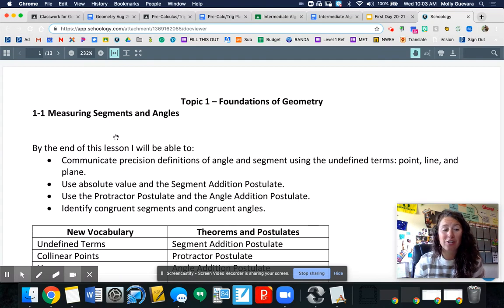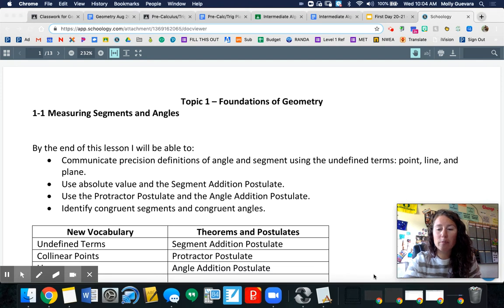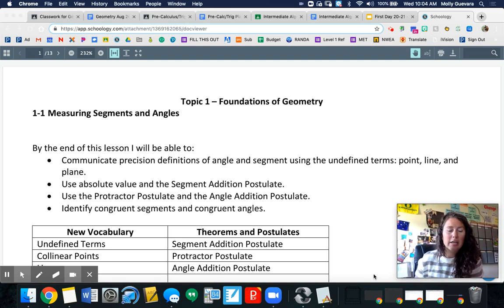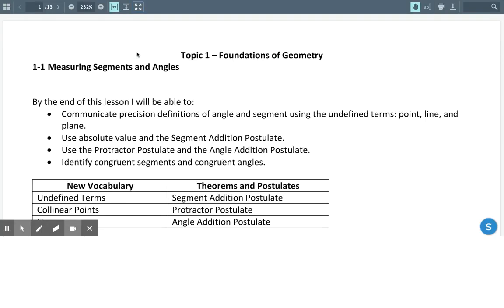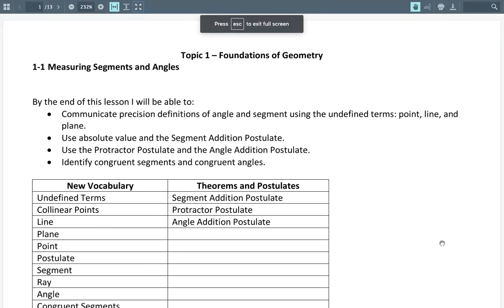We are looking at the first topic in geometry today. So you want to make sure that you have your note packet out. I have a copy of my note packet here. We are going to be taking notes with this note packet. Make sure that you have your copy out, or you can just follow along on a piece of paper if you need to. But we are looking at topic 1 today, which is super exciting.